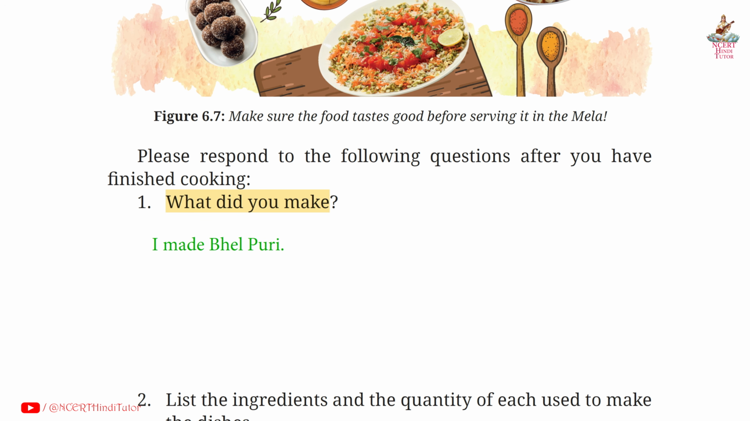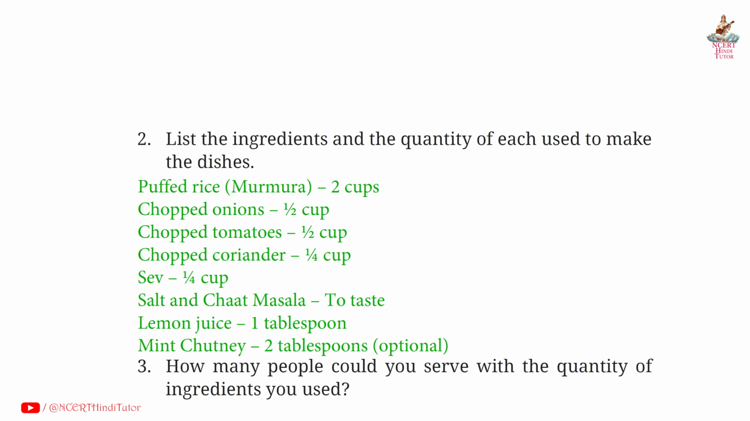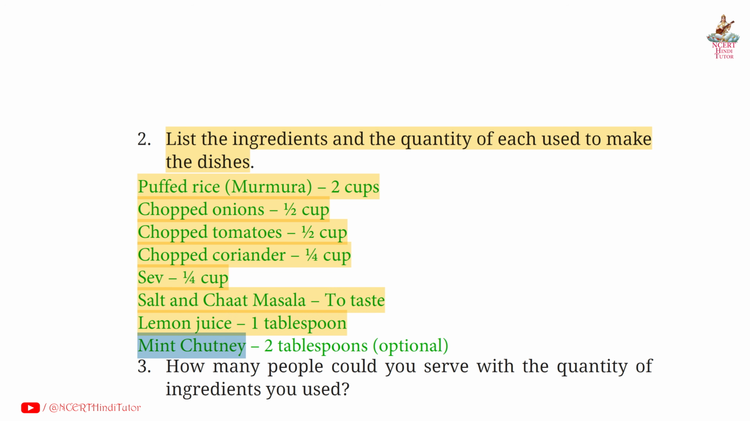What did you make? Answer: I made bhel puri. Question 2. List the ingredients and the quantity of each used to make the dishes. Answer: Puffed rice (murmura) 2 cups, chopped onions 1.5 cup, chopped tomatoes 1.5 cup, chopped coriander 1/4 cup, sev 1/4 cup, salt and chaat masala to taste, lemon juice 1 tablespoon, mint chutney 2 tablespoons, optional.